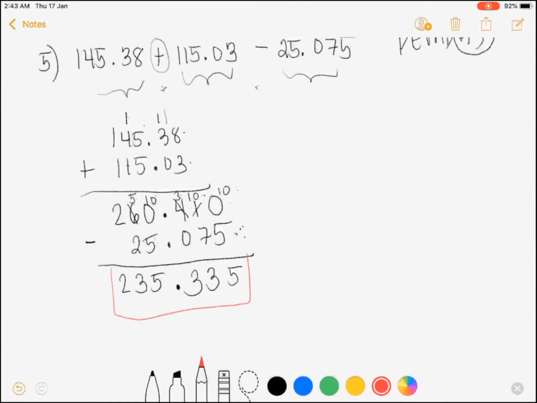So, that is how to add and subtract decimals. Basically, i-align nyo lang yung decimal point and then i-add nyo lang and isusubtract the normal way.